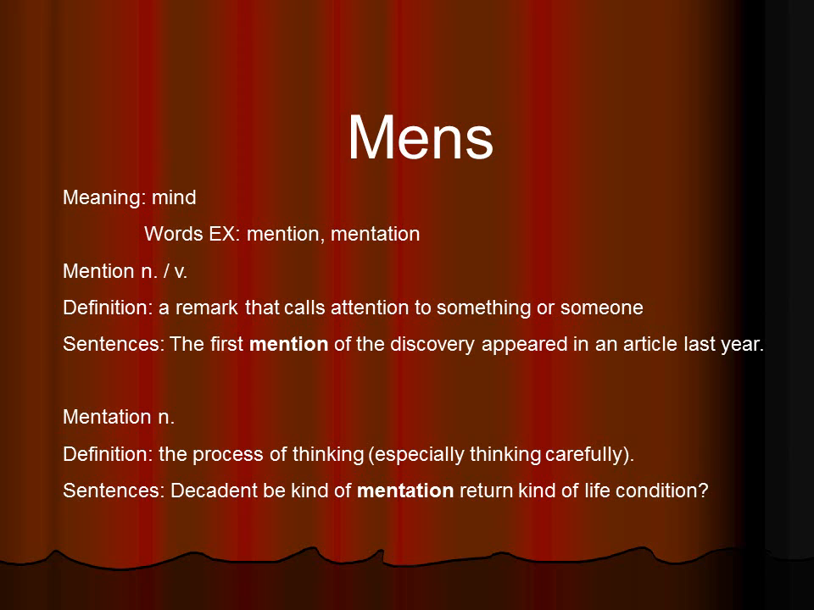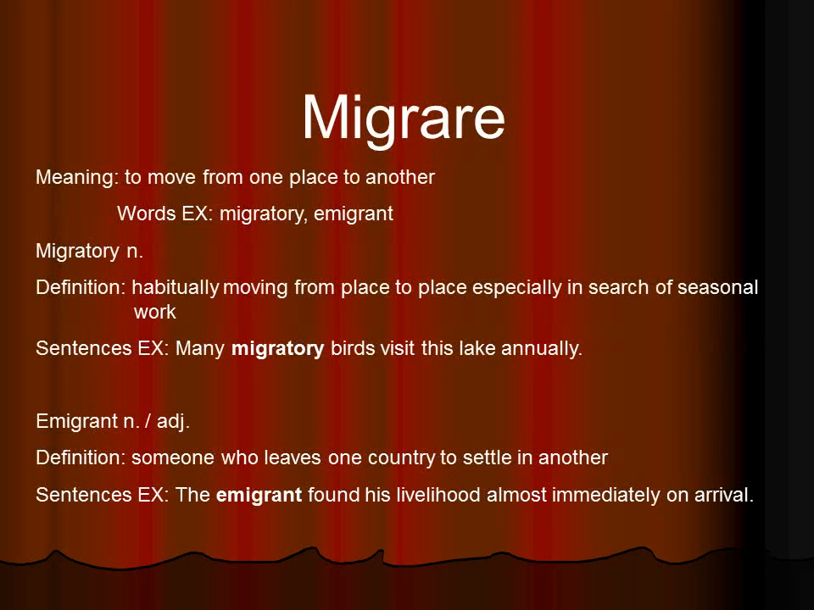The next one is migrate. Migrate means to move from one place to another. It's like transportation. The word examples here are migratory and emigrant. Migratory and emigrant both mean moving from one place to another.